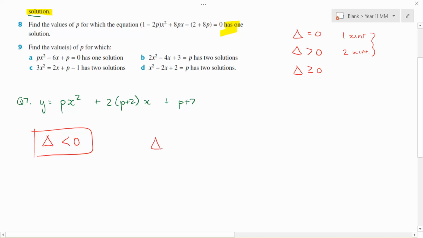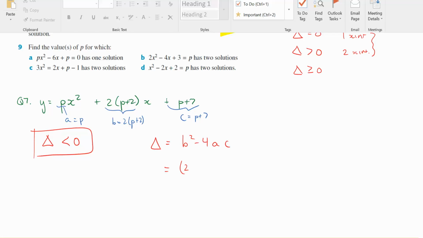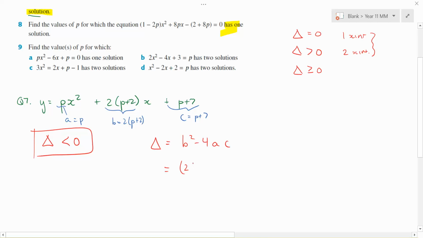So again, same thing. We need the discriminant, which is b squared minus 4 times a times c. I'll highlight it again. This is my a. A is the thing that times to x squared. B is 2 times p plus 2, and then finally c. C is p plus 7. Okay, so if I put it all together, b squared, which is 2 times p plus 2 all squared, minus 4 times a, which is p, times c, which is p plus 7.